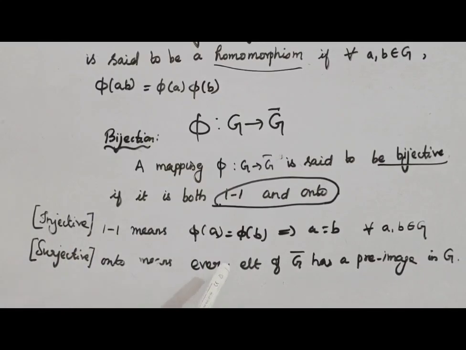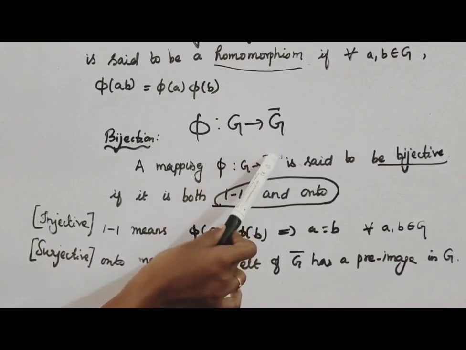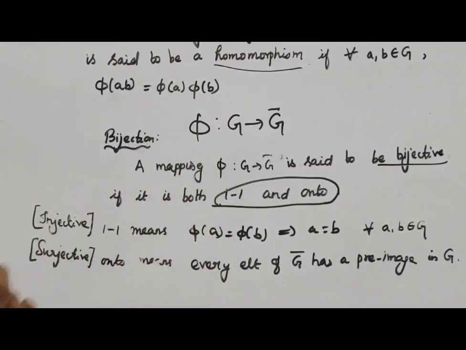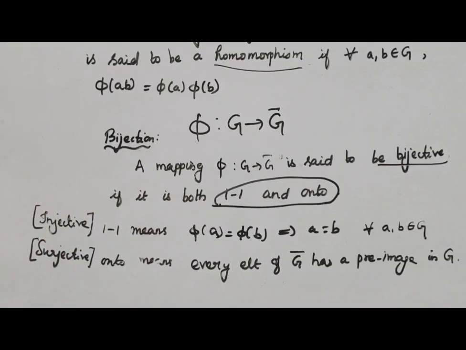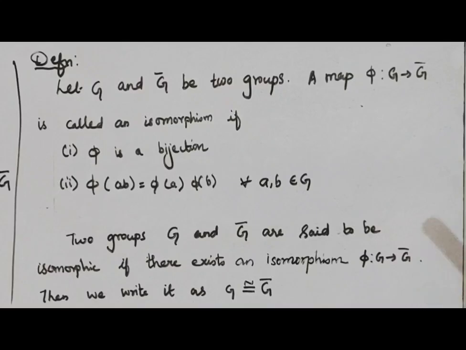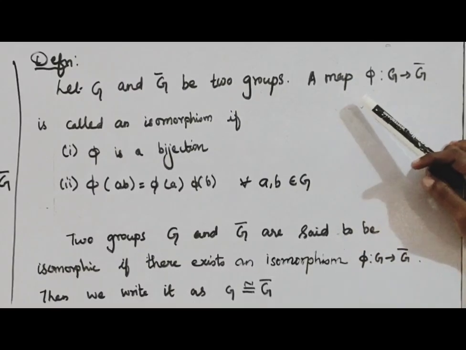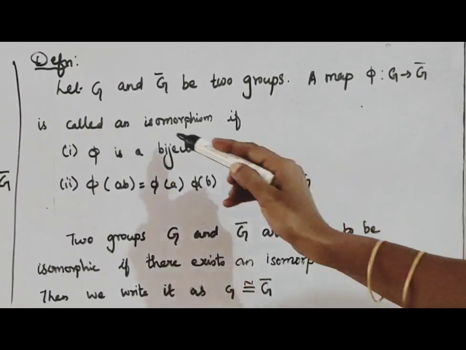Onto means every element of G bar has a pre-image in G. This onto function is also known as a surjective function. Okay. Next we are going to discuss the next definition, isomorphism.